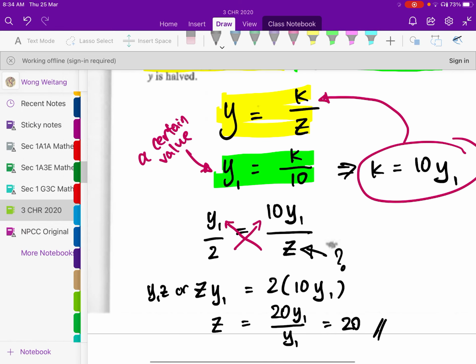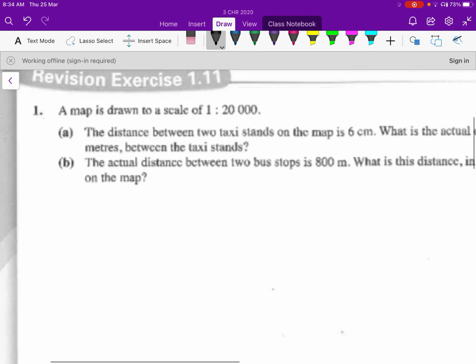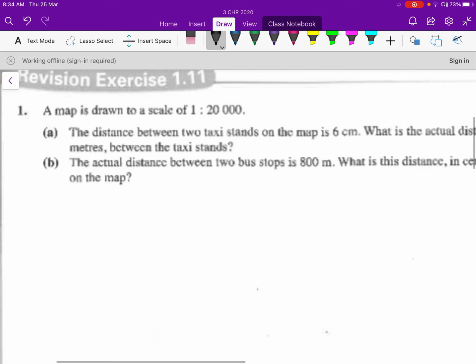Okay, so let's move on to the next question first. Next page. Okay, again our Sec 3 work. Map is drawn to a scale 1 to 20,000. So, write down map and actual. 1, 20,000.